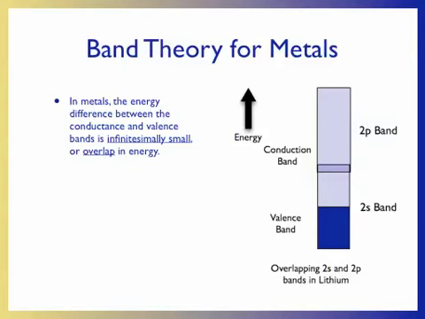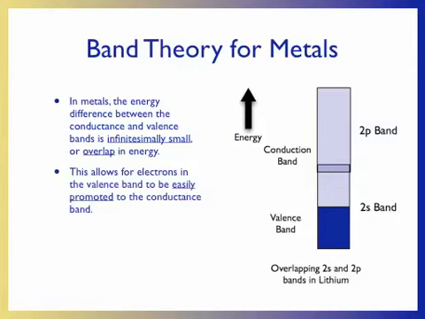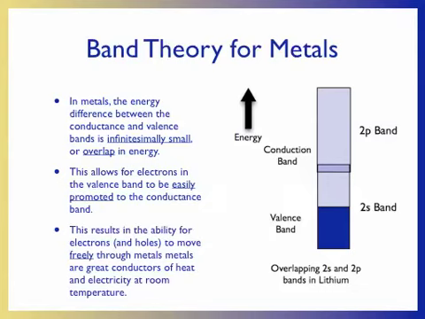This conduction band is extremely close to the energy of the valence electrons in the valence band. This means that it takes very little energy to promote an electron from the valence band to the conduction band, where the electron can move more freely due to the empty orbitals. Because there is no energy gap between the conduction and valence bands, electrons and the absence of electrons, or holes, can freely move through the metals. This makes metals very good conductors of heat and electricity at room temperature.